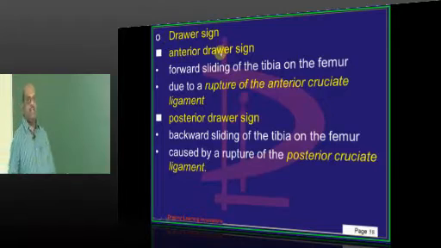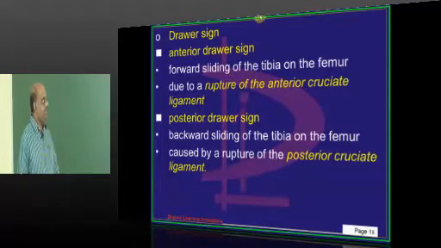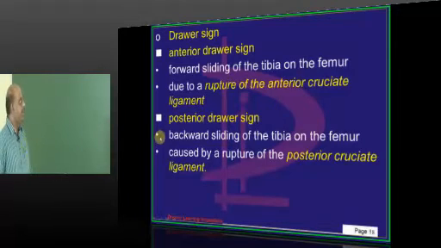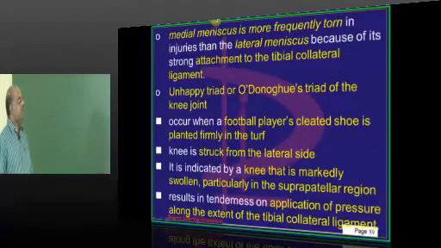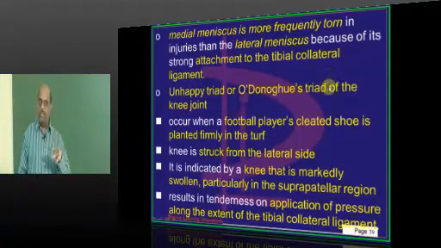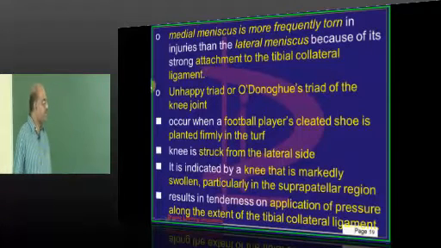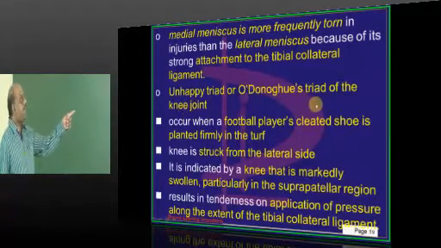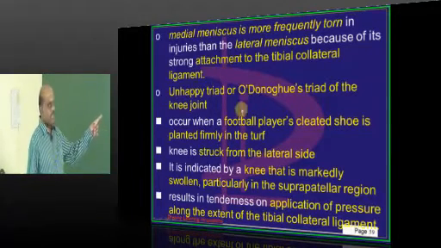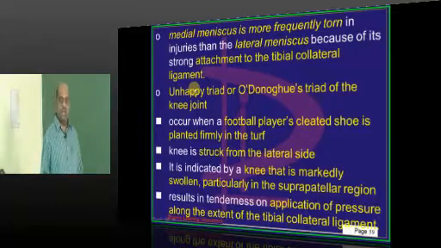Then what is the drawer sign? We have an anterior drawer sign where we try to slip the tibia forward on the femur, and that is due to anterior cruciate ligament injury. Posterior drawer sign is sliding of the tibia on the femur posteriorly to know the posterior cruciate ligament injury. Then the medial meniscus is more often injured than the lateral meniscus, one of the favorite questions of the examiner. What is the unhappy triad of O'Donoghue is one of the common questions in the knee joint.